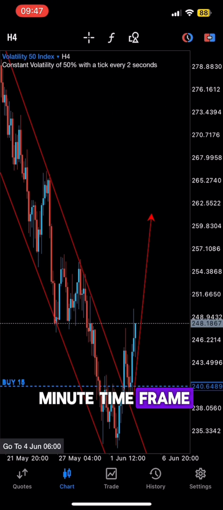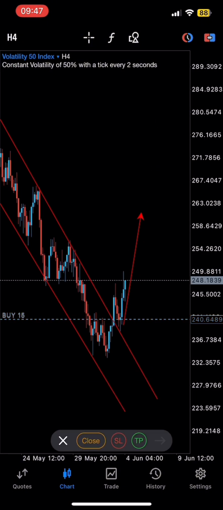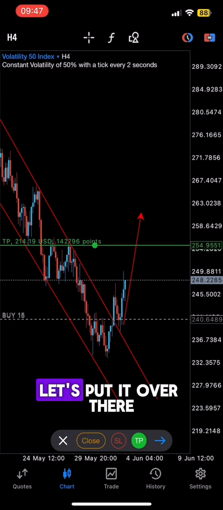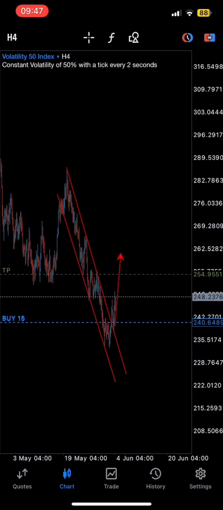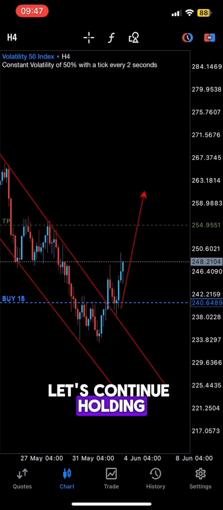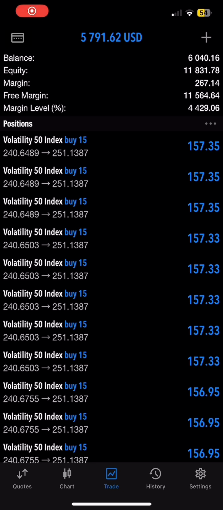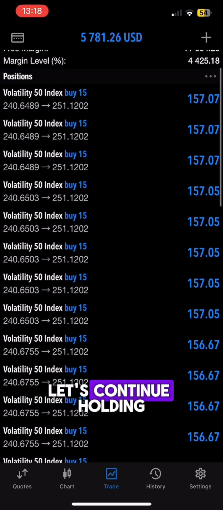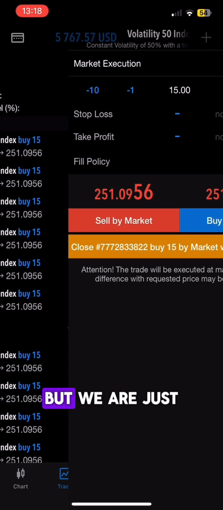So in the 1 minute time frame, this is how the market is, and it is going to continue going high. Now we can move to the next take profit. Let's put it over there. Yeah, this is a lot, guys. This is a lot. Let's continue holding. Now we're in 5,000 profit. Let's continue holding. This is a lot. This is very massive, but we are just going to continue holding.